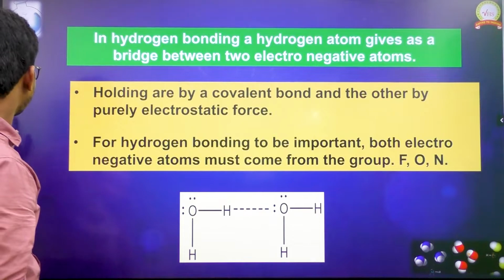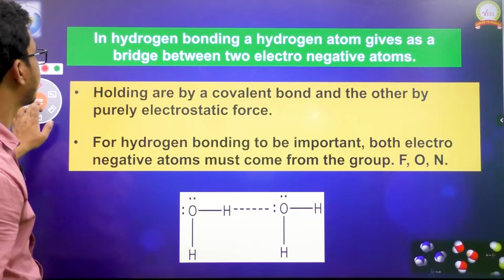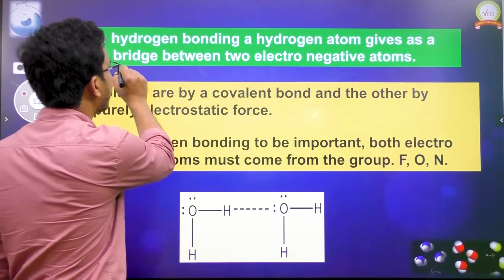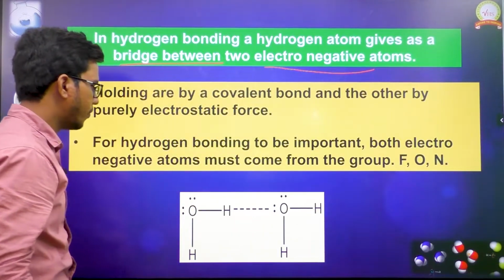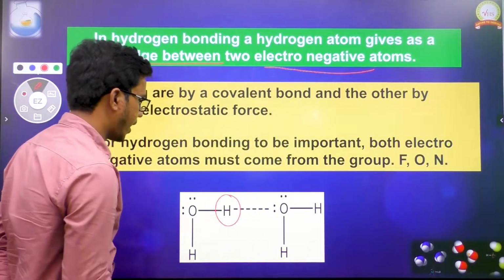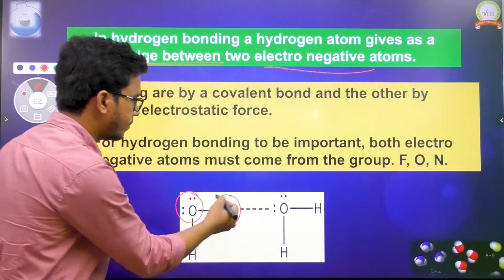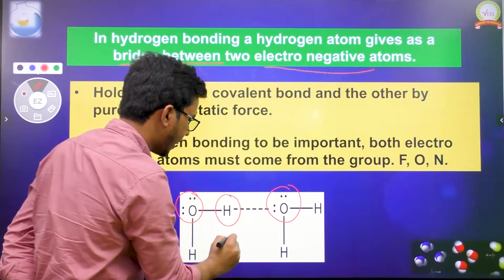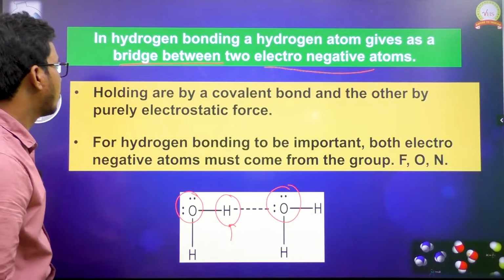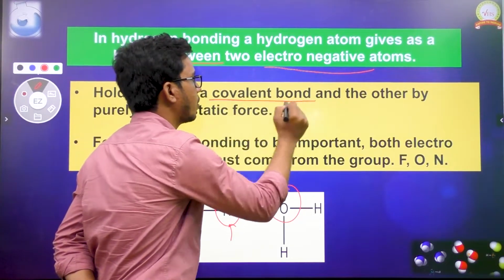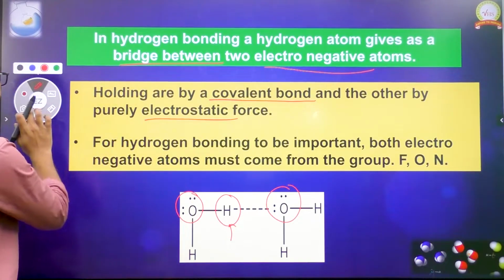In hydrogen bonding, the hydrogen atom gives us a bridge between two electronegative atoms. If you take this particular hydrogen here, beside it, on the right side, we have a more electronegative atom. This hydrogen acts as a bridge between two electronegative atoms. One of the attachments is a pure covalent bond and the other is a purely electrostatic force. What does it mean? Let us see.